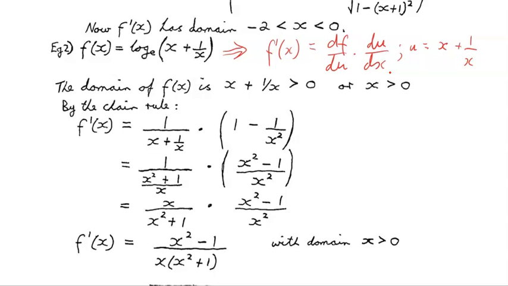So by chain rule, f dash of x is df du. Well, df du is 1 on u, times du dx. So the derivative there is 1 on u, that's the derivative of the natural log of u, times now the derivative of this object here.